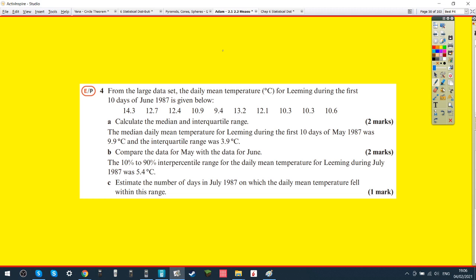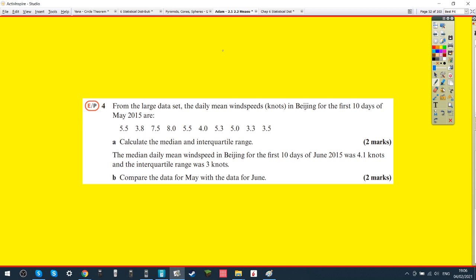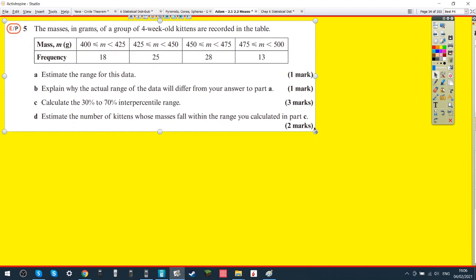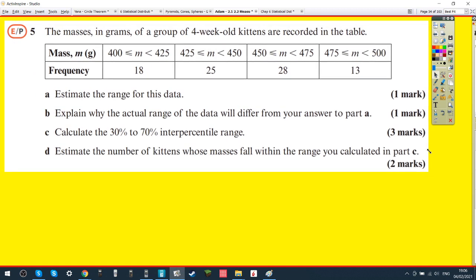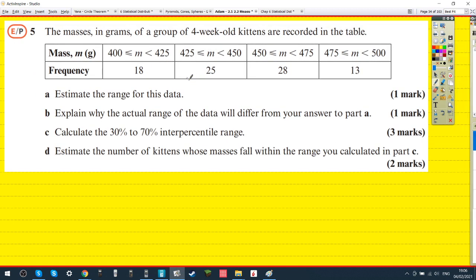Let's see. Median and interquartile. What is part A? 500 minus 400, which is 100. Let's see. Is there any other ones?